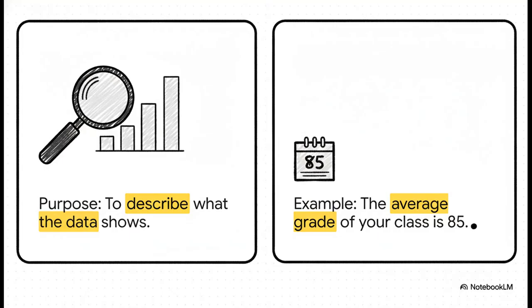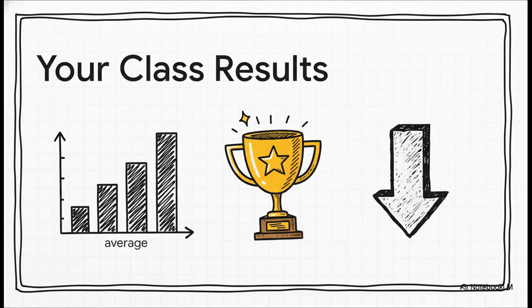And that's the key thing to remember. Its whole purpose is just to describe. That's it. It doesn't make predictions. It doesn't guess about other groups. It just says, for example, the average grade of your class is 85. Period. End of story.